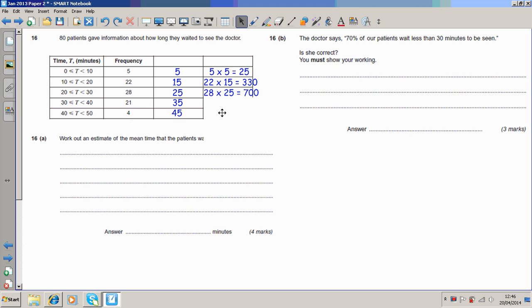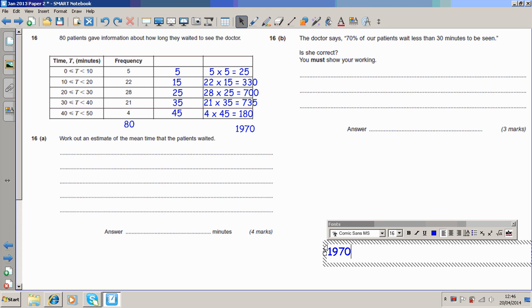28 people took 25 minutes. 21 people took 35 minutes. 4 people took 45 minutes. Okay, so now how many minutes altogether have been waited? Well, if I add these together, that's going to tell me how many minutes were waited altogether. So add them together, get 1970. And how many people were there? Well, there's 80 people, tells us, or we can get that by adding together the numbers in that column.